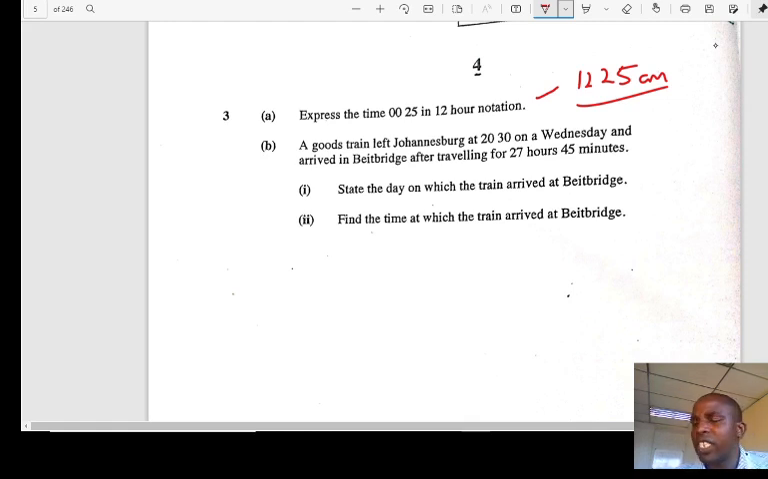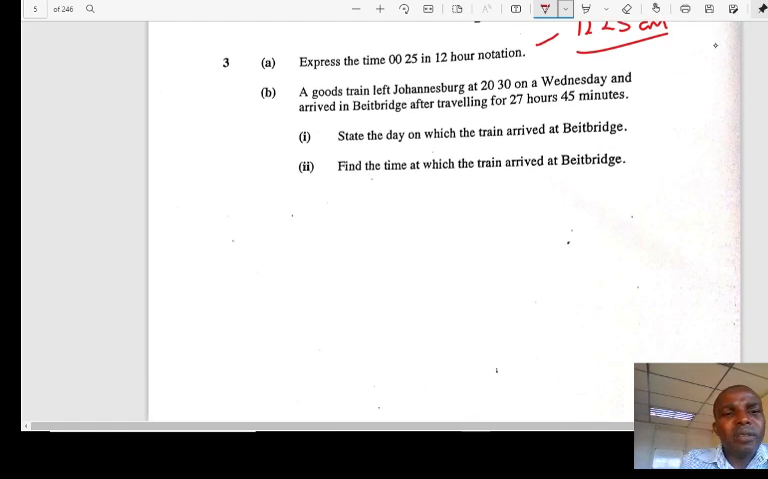hours 45 minutes. Then state the day on which the train arrived at Beitbridge. That's the first part. So what you do here, this train departure time is 20:30. It was a Wednesday. Johannesburg, yeah? Johannesburg 20:30 on a Wednesday. Then this train took 27 hours 45 minutes. So what does it mean? It means you have to add 27 hours 45 minutes to this time.